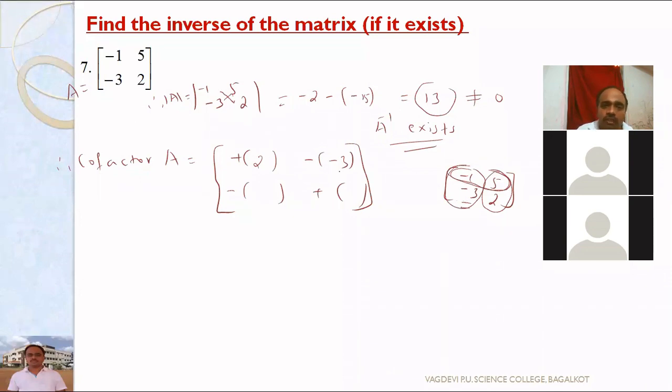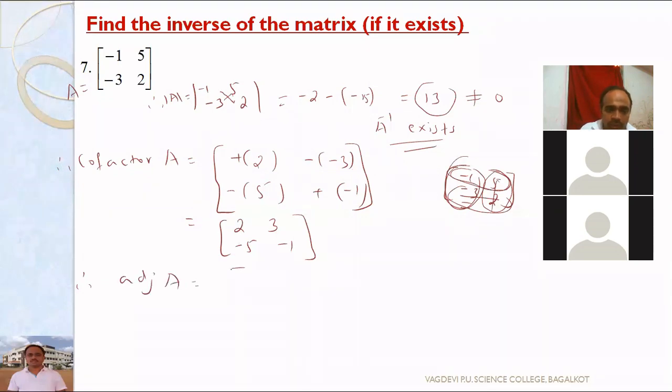Then cofactor of minus 3. Again delete the row, delete the column, we get 5. Minus into bracket 5. And last, cofactor of 2. Delete the row, delete the column, minus 1. So what is the answer? The answer will be 2, minus 5, 3, minus 1. Is it clear? This is the cofactor matrix.